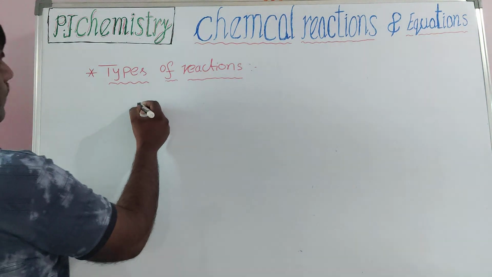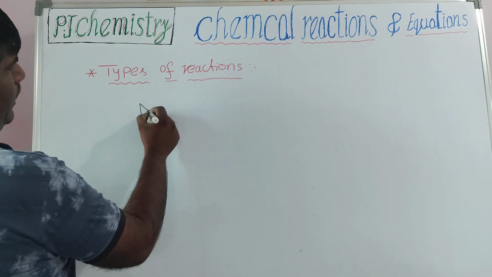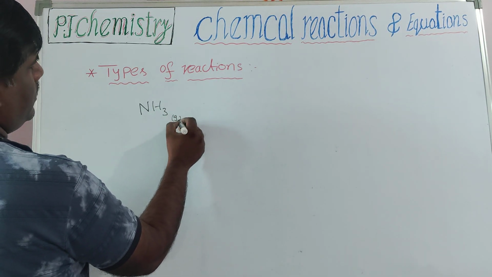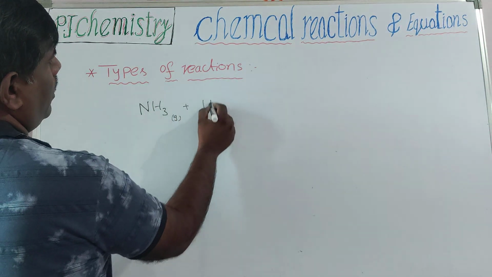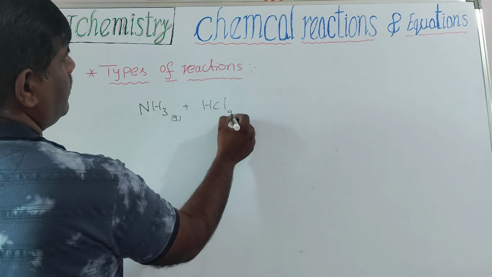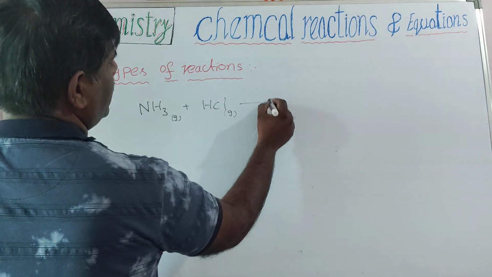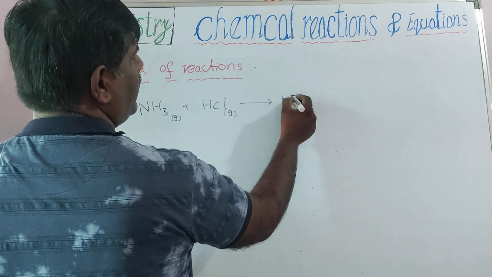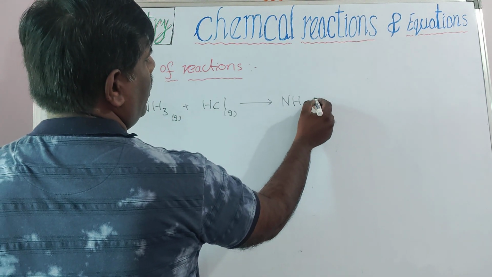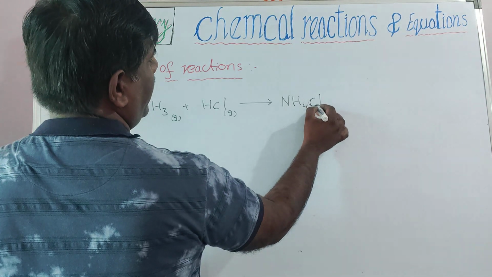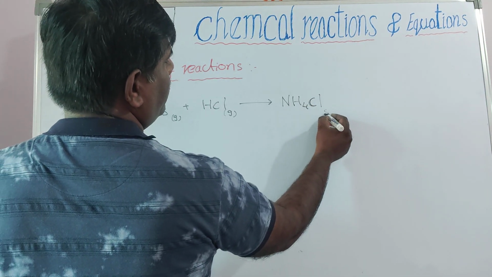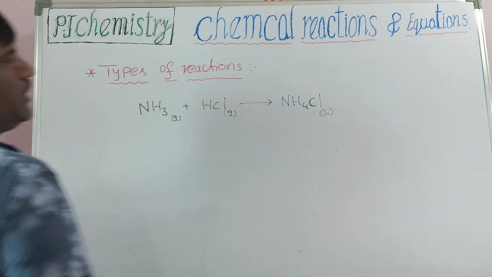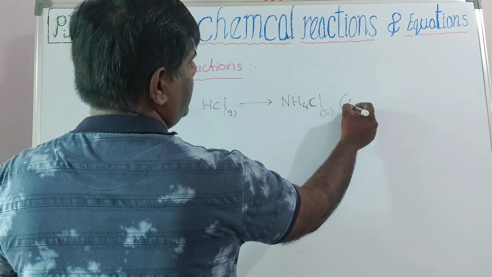Now, NH3 ammonia is a gas plus HCl gas. When these both are combining, it forms NH4Cl, ammonium chloride, solid state. So it is also an exothermic reaction.